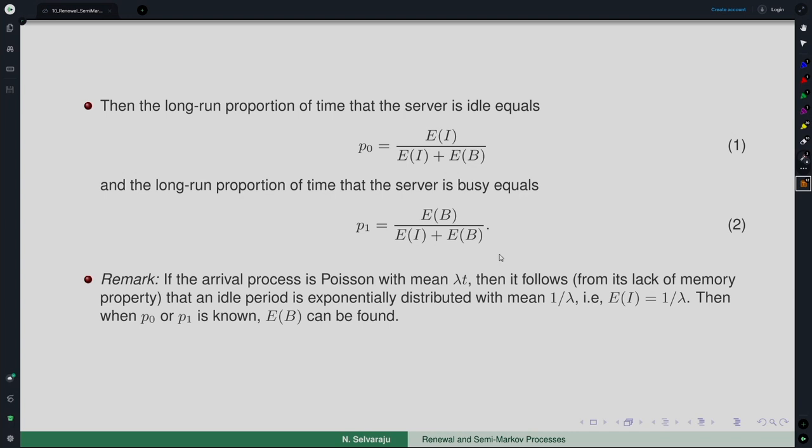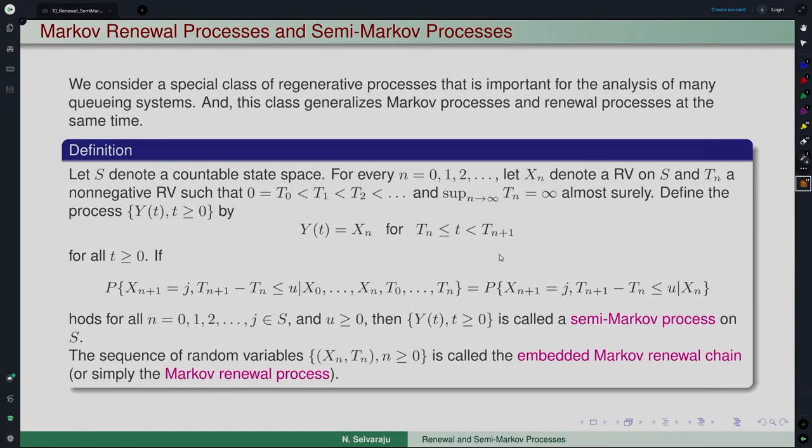Now, having known what a regenerative process is, we will come to the semi-Markov process and the Markov renewal process. These are connected, which is why they are treated together. This is a special class of regenerative process and is very important for the analysis of many of our queuing systems. In fact, real queuing theory starts with semi-Markov models, not just Markovian models, because there you do not really feel the nature of the queuing problems, but when you consider semi-Markovian queues, you will. That is why many people say queuing theory starts with the semi-Markov part.